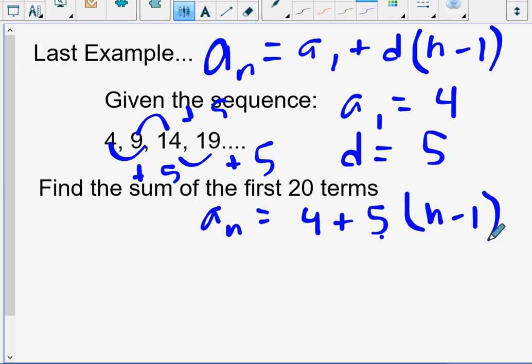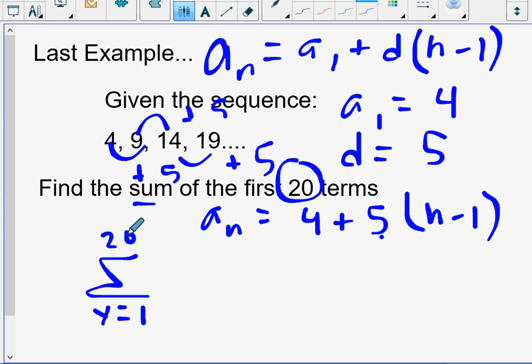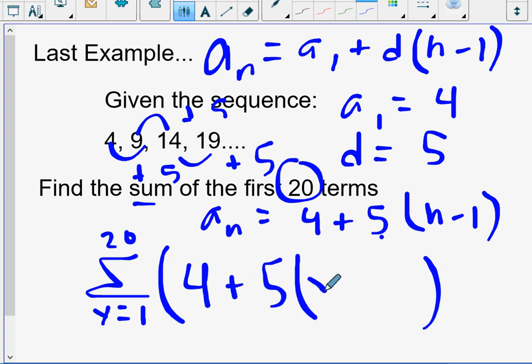All right, but we weren't just asked to find a specific term. We were asked to find the sum of the first 20 terms. So since we're finding a sum, we use sigma, and we want to add up the first 20. That means we are starting at 1 and ending at 20. And that's our rule. We're plugging in that 1 through 20 as the n in our formula. So I'm going to put the rule that we came up with as our sigma rule in parentheses. It's going to be 4 plus 5 times this x minus 1, close parentheses.